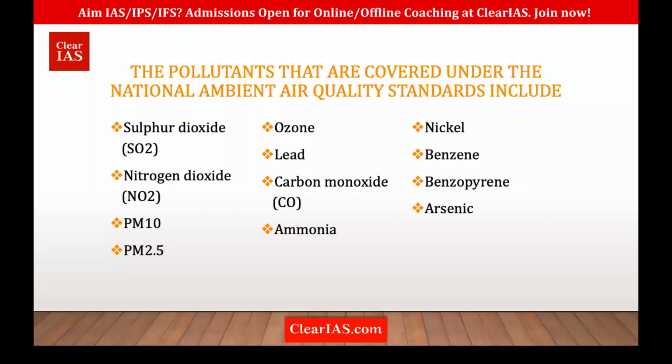These are the pollutants which are measured by the National Ambient Air Quality Standards. Remember, it is a standard set by CPCB under the Air Act. Which pollutants does it measure? Sulfur dioxide, nitrogen dioxide, PM 10, PM 2.5, ozone, carbon monoxide. Then apart from that, we have lead, ammonia, nickel, benzene, benzopyrene, and arsenic. So these are the ones measured by the National Ambient Air Quality Standards.